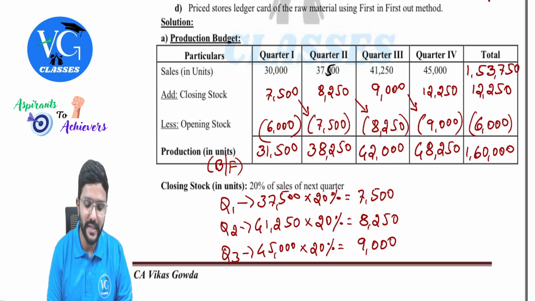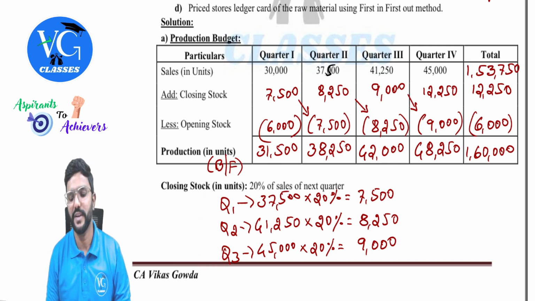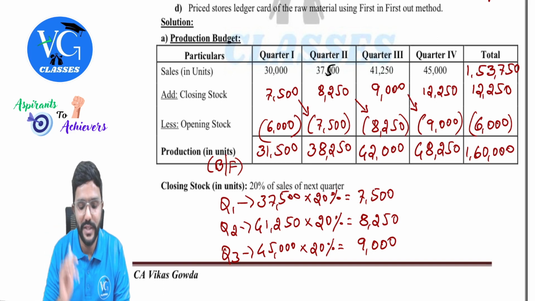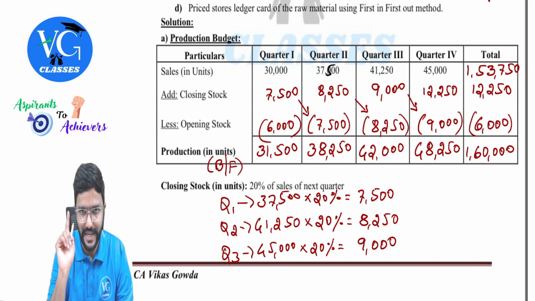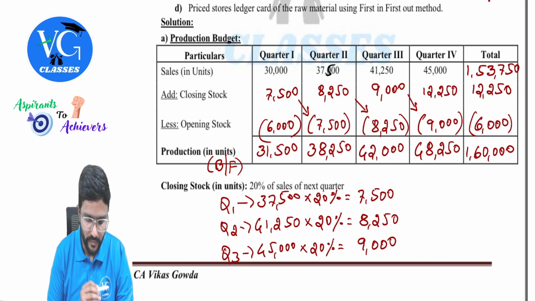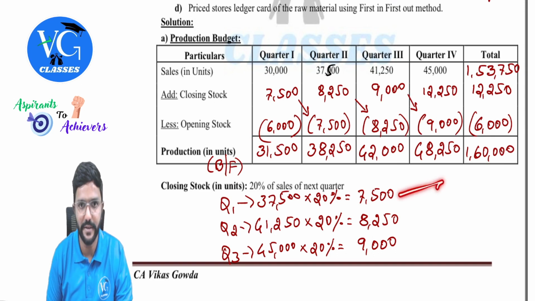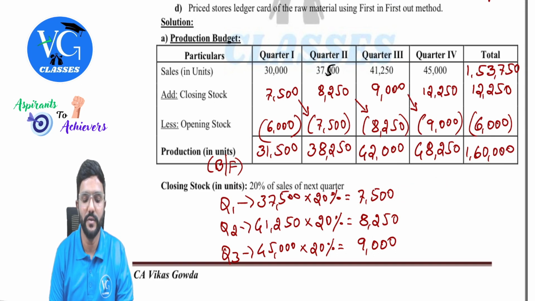So we have calculated the closing stock for the first 3 quarters, whereas for the last quarter it is given in the question itself. And you should know one thing: opening stock will be given in the question, guys. Closing stock we have calculated here. Just form an equation and solve. Sales plus closing stock minus opening stock will give us production. So production will be like a balancing figure.